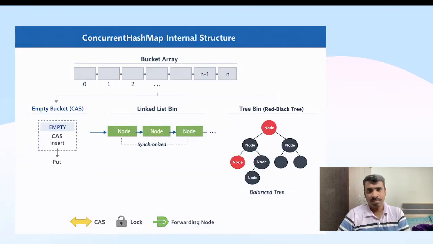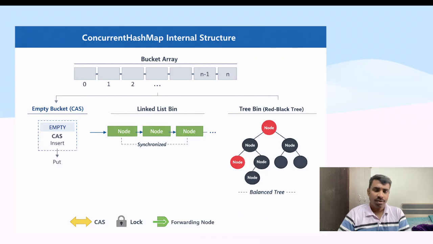So concurrent hash map internal structure I am explaining here. So here you can see a bucket array. So 0 to n. Each bucket can be either an empty bucket, or it can be a linked list, or it can be a tree bin. So how does it determine this? Initially it will be an empty bucket for sure. At that time with the compare and swap technology it will insert the first entry.